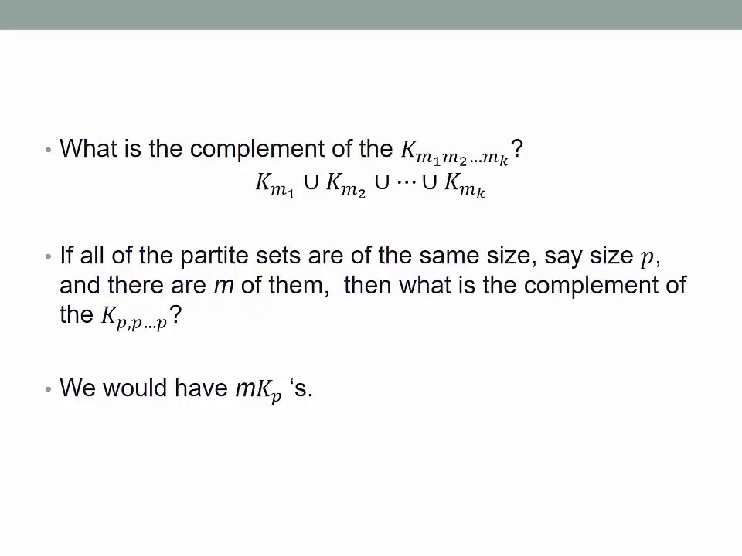In the special case, suppose all the partite sets have the same size. So suppose we're looking at a case of M partite sets, each of size P. What would we have for the complement of that? Each of the partite sets of size P would now be a complete graph on P vertices. And since we said there are M of them, we would have M disjoint copies of a K sub P.